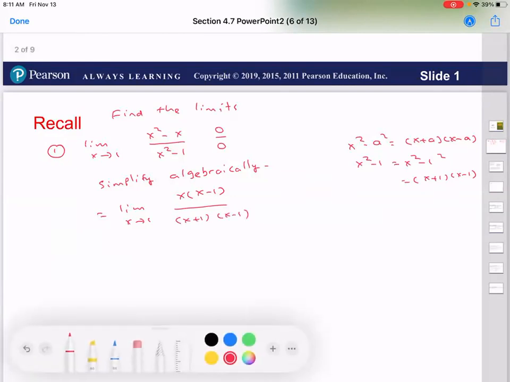Now we can divide x minus 1 in the top by x minus 1 in the bottom.